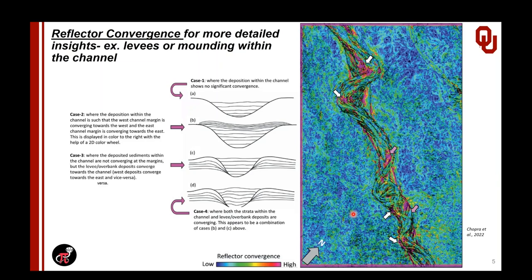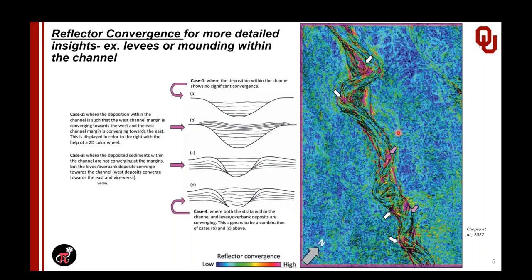And so I've got a couple of images, kind of sketches on the left-hand side to the middle, of different cases of geometries we might expect in deep water channels, from having overbank and levee deposits to differential mounding in the center of the channel. And all of those can be shown in the reflection convergence.